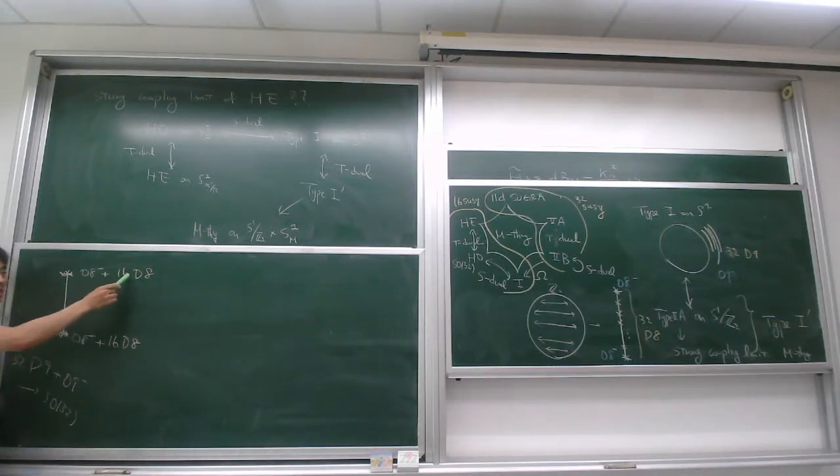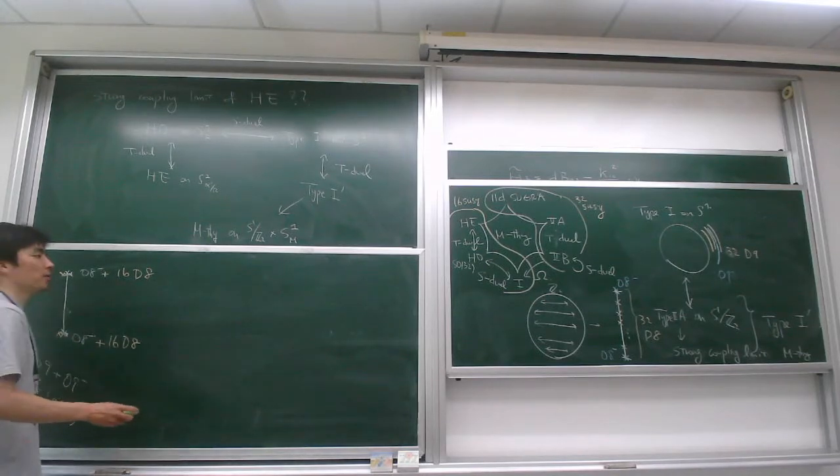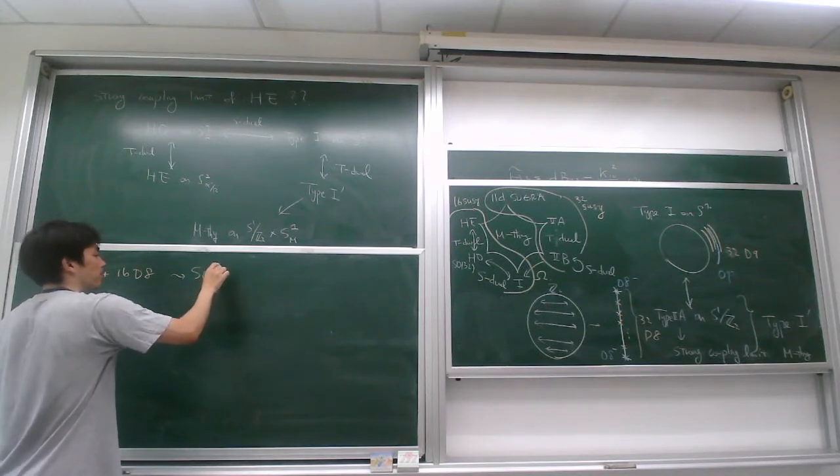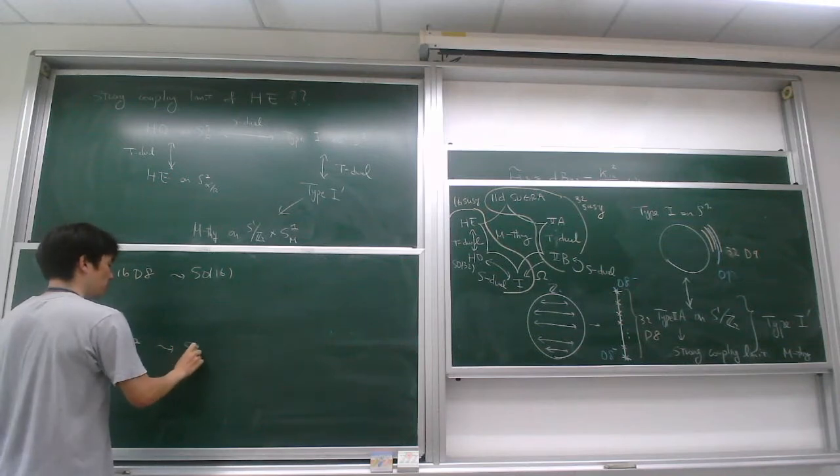O8 minus plus 16 D8, what kind of gauge group do you get? The O plane will give you SO. The O minus plane will give you SO. And since there are 16 D-branes, this will give you SO(16).